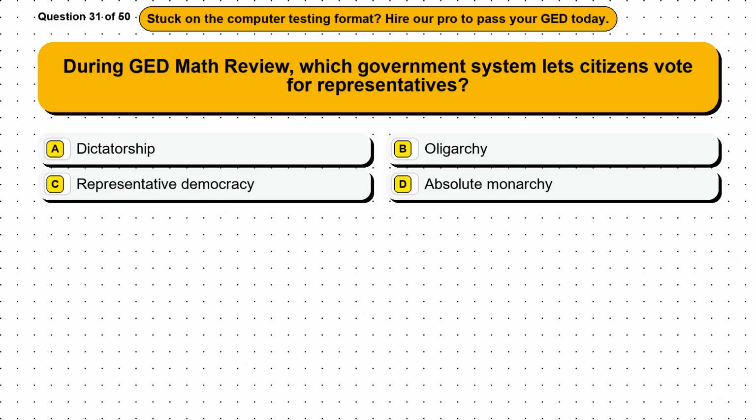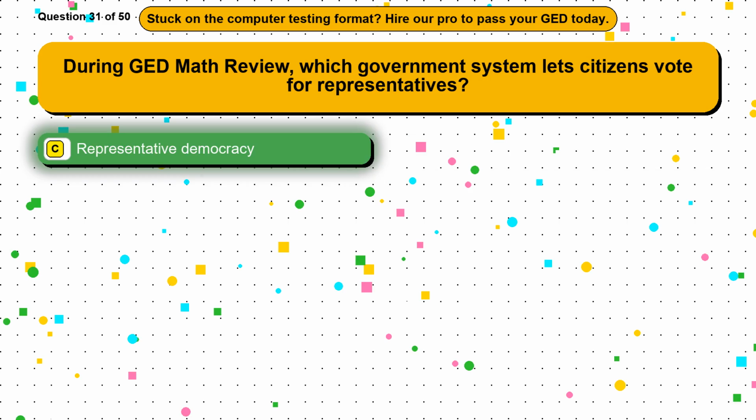Question 31. During GED Math review, which government system lets citizens vote for representatives? Option A, dictatorship. Option B, oligarchy. Option C, representative democracy. Option D, absolute monarchy. The correct answer is option C.